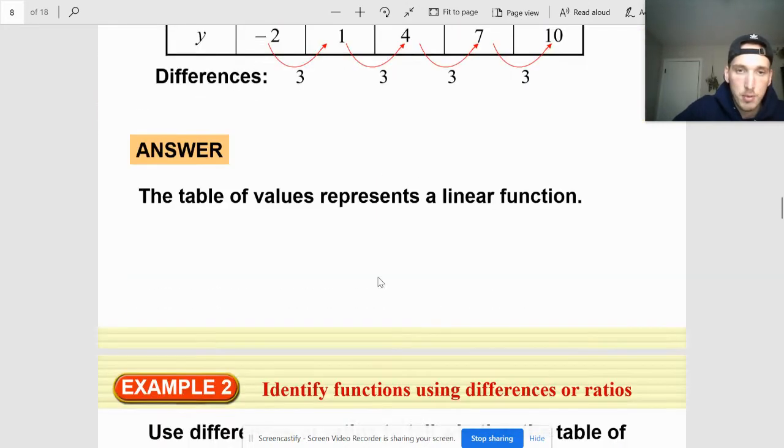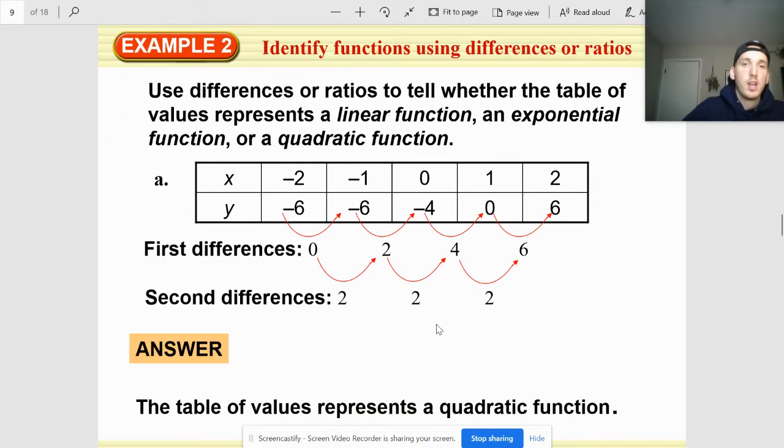So let's move on. This next example is quadratic, and this is going to be the newest thing we've done in this mini unit. But it's pretty straightforward once you get the hang of it. If you notice what's happening here, from -6 to -6, it goes up 0. From -6 to -4, it goes up 2. From -4 to 0, it goes up 4. And from 0 to 6, it goes up 6. So that's what these numbers are here: it goes up 0, 2, 4, 6.